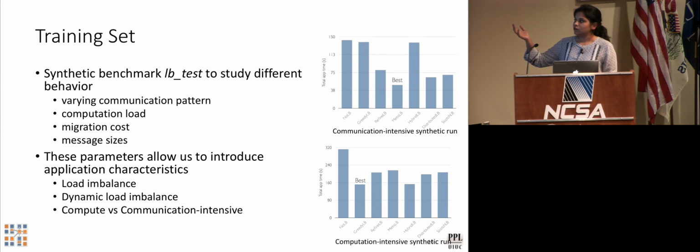We performed around 100 runs, and these are a couple of examples of how load balancers would perform for such a synthetic benchmark. If you look at a communication-intensive synthetic benchmark, the graph on the top, we find that MetisLB is by far the best compared to something like greedy LB or hybrid LB. For a compute-intensive workload among these synthetic benchmark runs, we found that greedy LB performs the best.